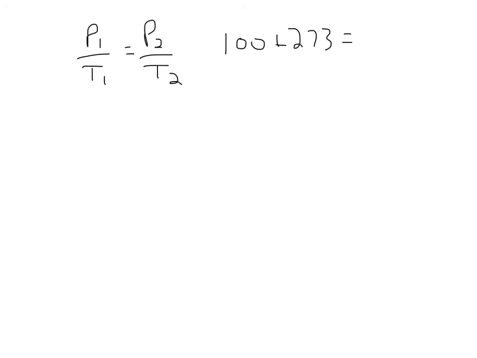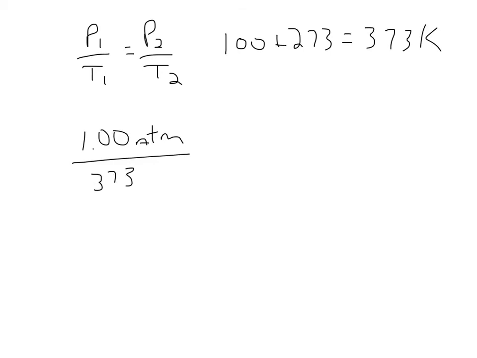So, to solve this problem, we already know we're using P1 over T1 equals P2 over T2. Because it's a gas law problem, and I'm given degrees Celsius to start, I need to convert that to Kelvin. So 100 plus 273 is equal to 373 Kelvin as my initial temperature. So now I can plug in. I'm starting at 1.00 atmospheres. The temperature is 373 Kelvin.